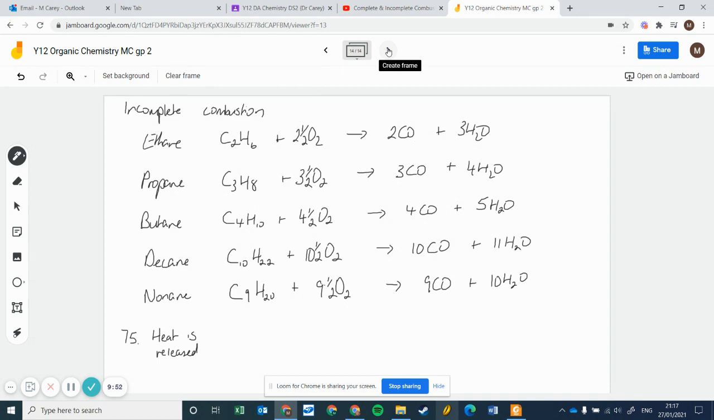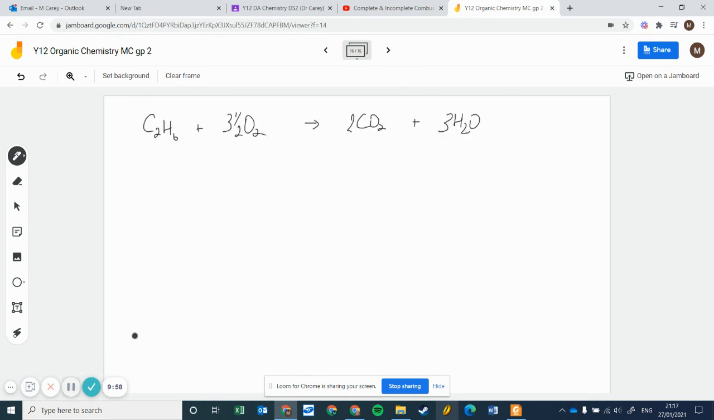And everyone. So let's have a look at ethane here. I'm just going to pause and go on to the balanced chemical equation for, say, the incomplete combustion of ethane. Here it is. So you've got 3.5 O2. Now, these are mole ratios, right?